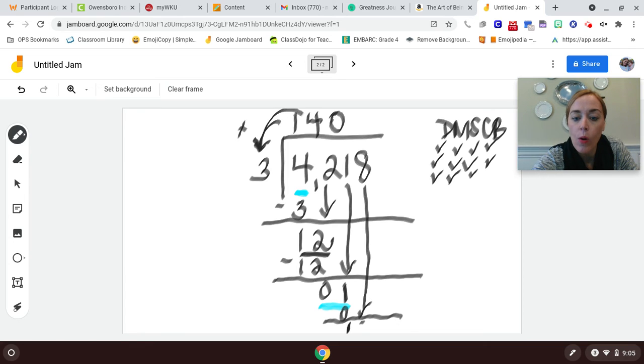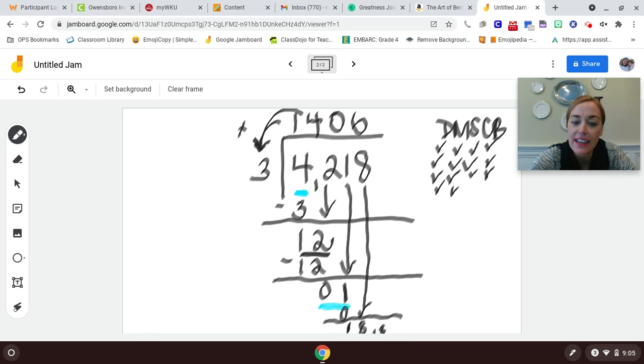So now I'm looking at the number 18 down here. How many times can 3 go into 18? 3 times what equals 18? And I know 3 times 6. So I'm going to put the 6 in my ones place. I'm going to multiply. So 6 times 3 is 18. If I had some room down here, I would do 18 minus 18.